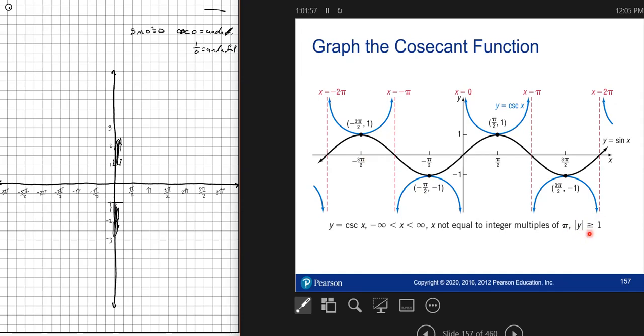Absolute value of y is greater than or equal to 1, because 1 is in the range, because the sine of -pi/2 and the sine of 3pi/2 are -1, and so the reciprocal of -1 is -1. And here the sine of these values is 1, and the reciprocal of 1 is 1. So we include 1 and -1 in that.